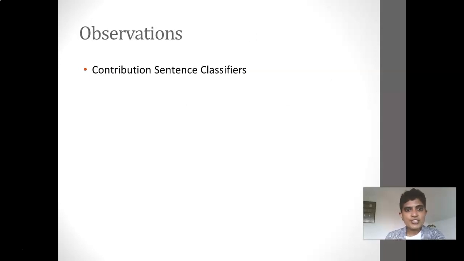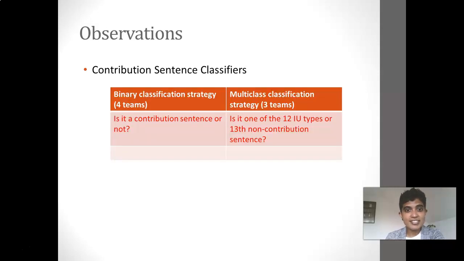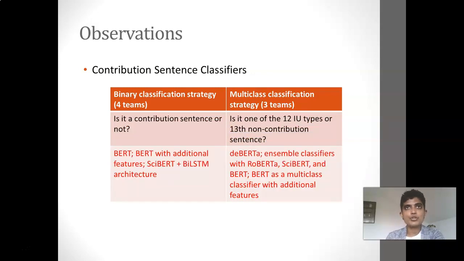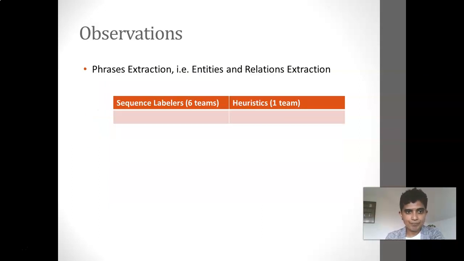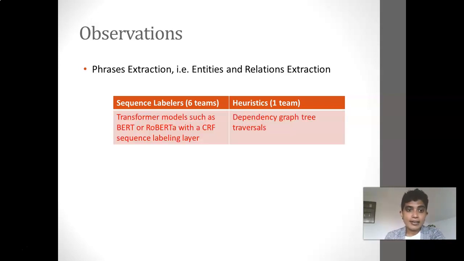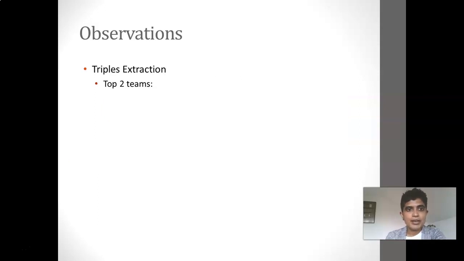So some observations: contribution sentence classifiers, basically 2 strategies: binary classification or multi-class classification. BERT was the most prominent approach, and the best strategy was indeed binary classification and BERT with additional features. For phrases extraction, we saw a mix of sequence labelers as a majority approach and heuristics. Again, in terms of sequence labelers, BERT with a CRF layer was the more prominent approach and also the best strategy.